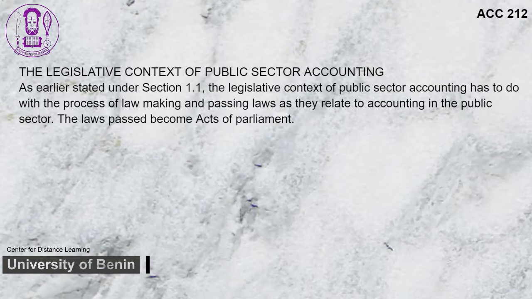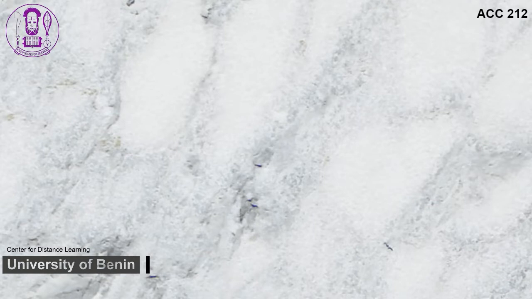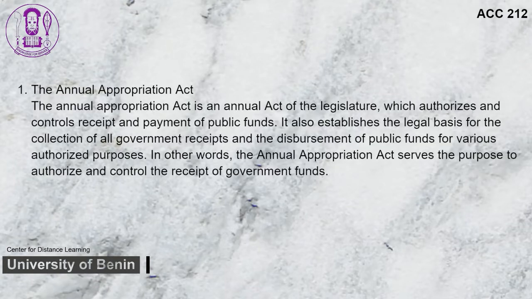The legislative context of public sector accounting. As earlier stated under Section 1.1, the legislative context of public sector accounting has to do with the process of lawmaking and passing laws as they relate to accounting in the public sector. The laws passed become acts of Parliament. These acts include 1. The Annual Appropriation Act, 2. The Finance, Management and Control Act, and 3. The Audit Ordinance.